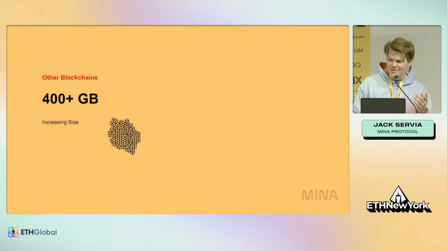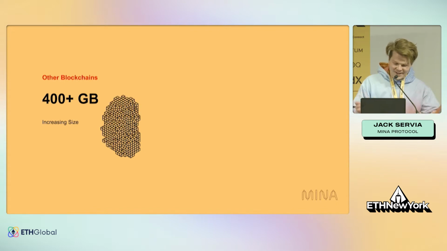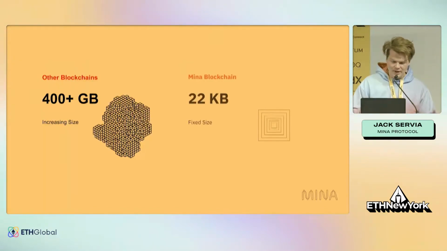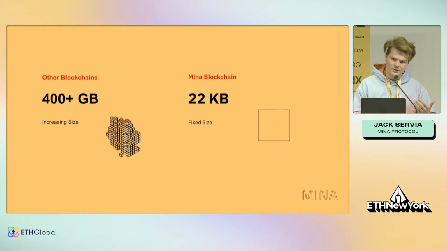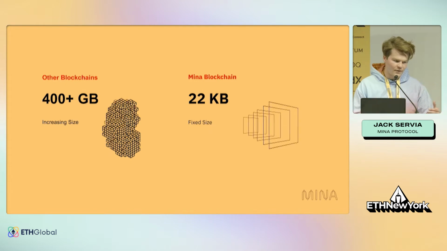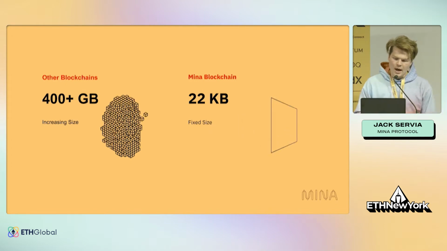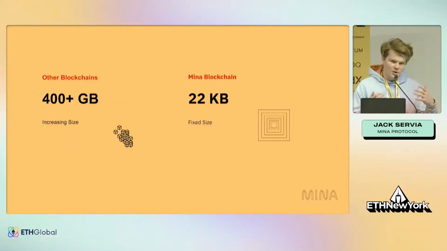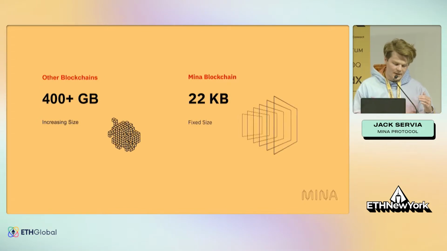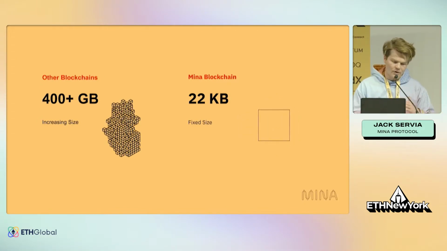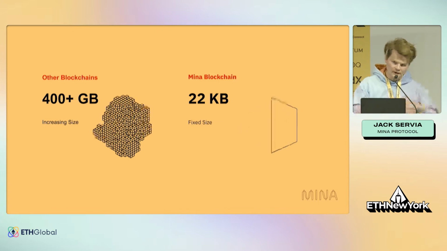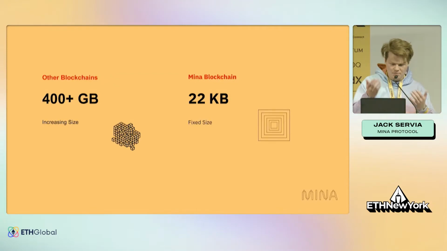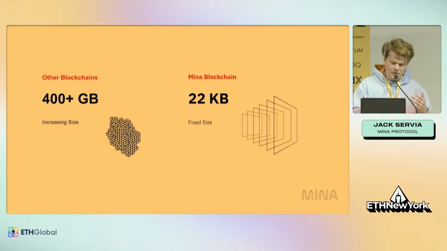First we'll start with Mina. Probably you've seen the marketing. Our marketing is full of this idea that we're 22 kilobytes. Other blockchains grow because you have to remember the entire history of transactions in order to verify a recent final state. Mina works differently because it uses recursive zero-knowledge proofs to prove that all of the previous transactions are valid, and then prove that all of the new transactions are valid inside of a zero-knowledge proof that can then be put inside of another zero-knowledge proof, and so on and so on.